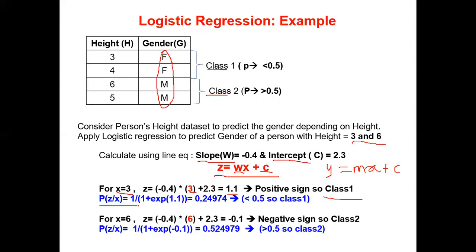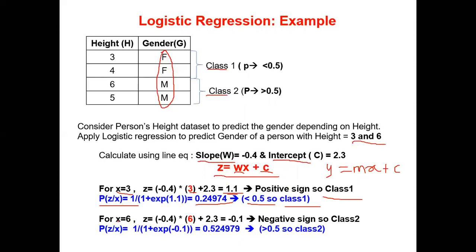And if you calculate the probability of this z for the given x, the formula is 1 upon 1 plus exponent of minus z, where 1.1 is the value of z that we obtained. Here we get 0.2497. If you observe, this value is less than 0.5, and that's why it belongs to class 1.